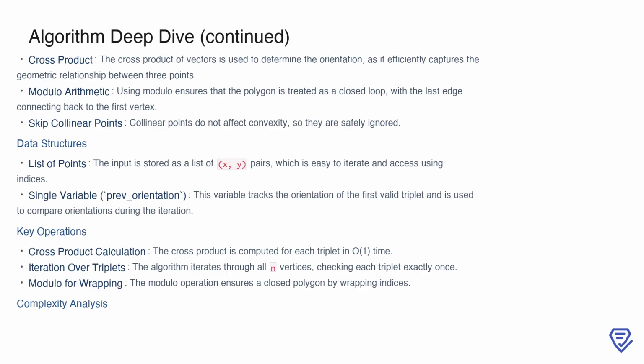The algorithm itself is lightweight in terms of operations. Computing the cross product for a single triplet is an O(1) operation, and since we process each vertex exactly once, the overall complexity of the iteration remains linear in the number of vertices. The use of modulo arithmetic ensures seamless traversal of the polygon's edges without special case handling.